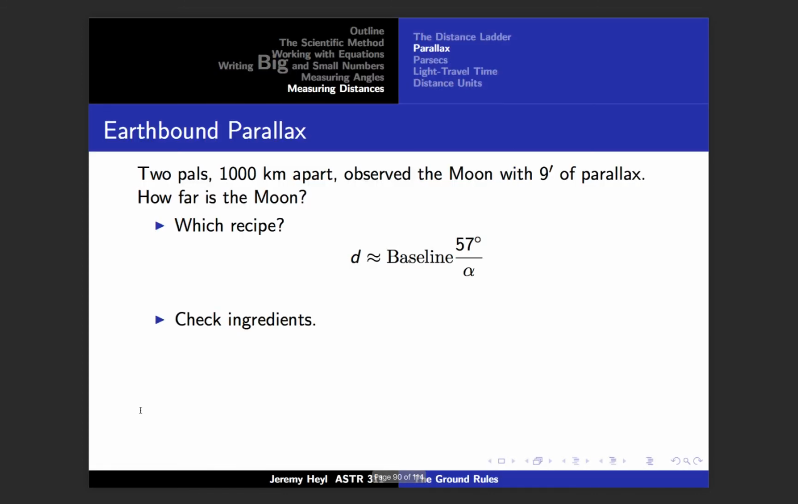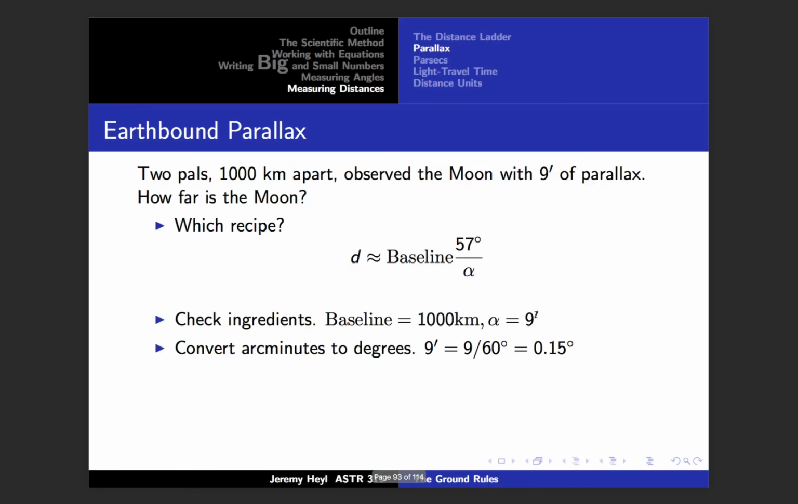So we have the right ingredients, except if you think about it, so we have the two ingredients, but this is not in degrees, is it? It's in arc minutes. So we're going to have to convert the arc minutes to degrees. Right? So I have 9 arc minutes is 0.15 degrees.